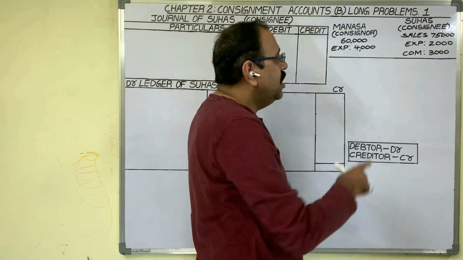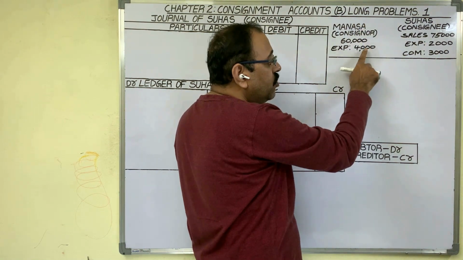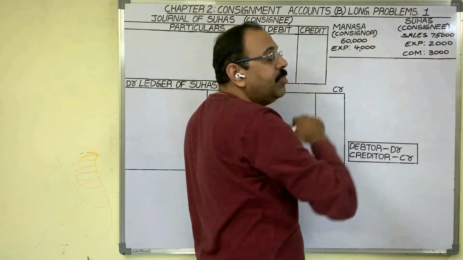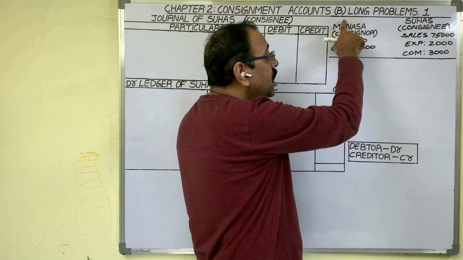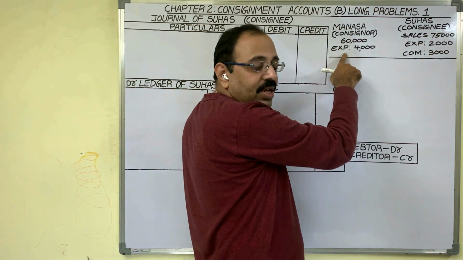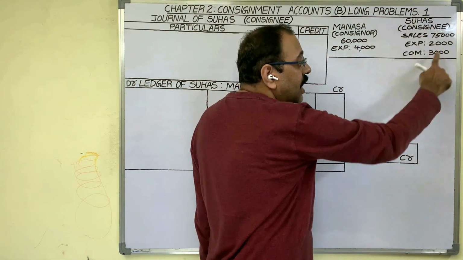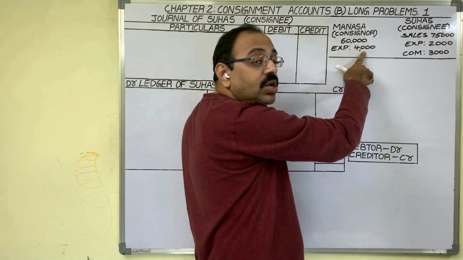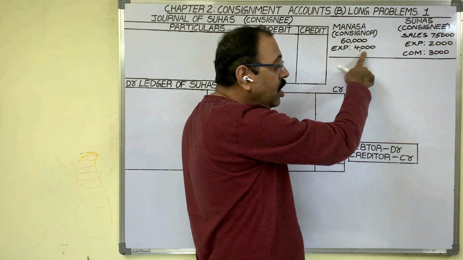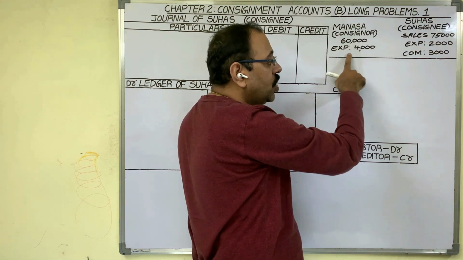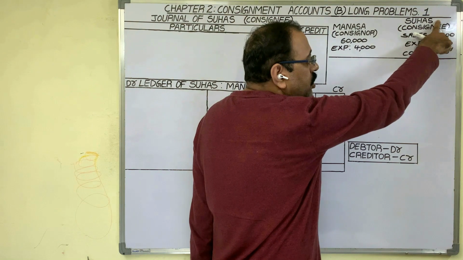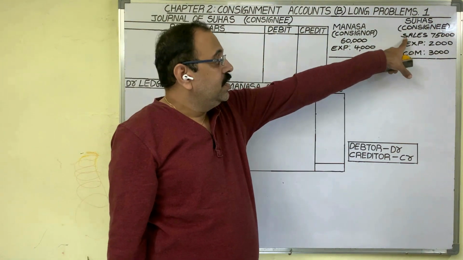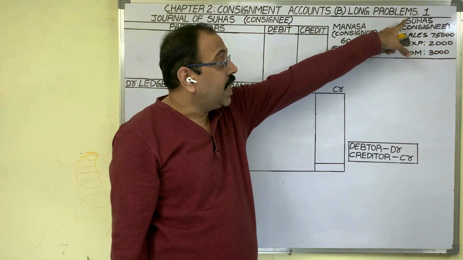Second transaction, the consignor incurred 4,000 expenditure to send the goods on consignment basis. This is a consignor-related transaction. Now we are writing journal entries in consignee's books. The consignee is not concerned with the consignor's expenses. Therefore, for the consignor's expenses also, in consignee's books we need not write any entry. Next one, sales. Sales are made by the consignee only.